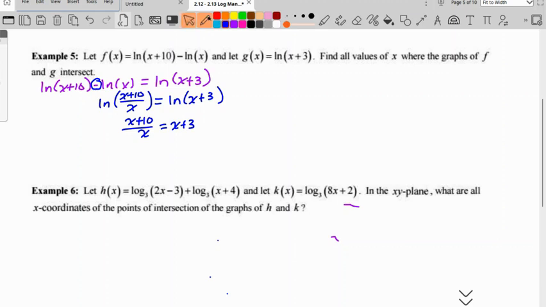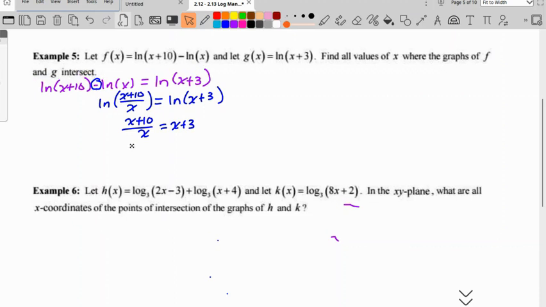Okay, so let's finish solving that. Go ahead and use those skills. Multiply both sides by x. We get x plus 10 equals x squared plus 3x. So 0 equals x squared plus 2x minus 10. And I'm not really sure why I picked to work this one other than it's going to, so are there factors of negative 10 that have a difference of 2? No. And so what are we going to do?